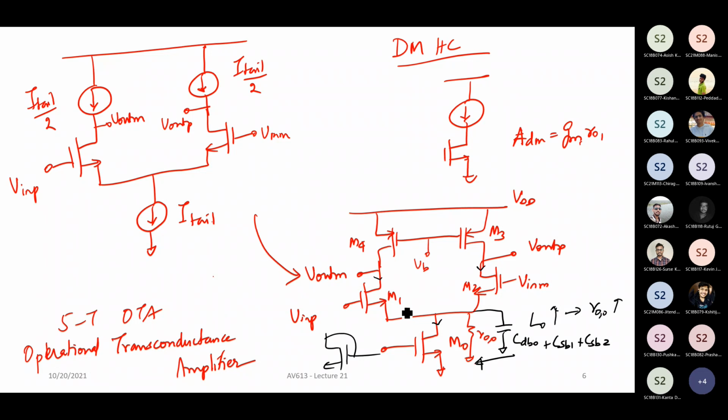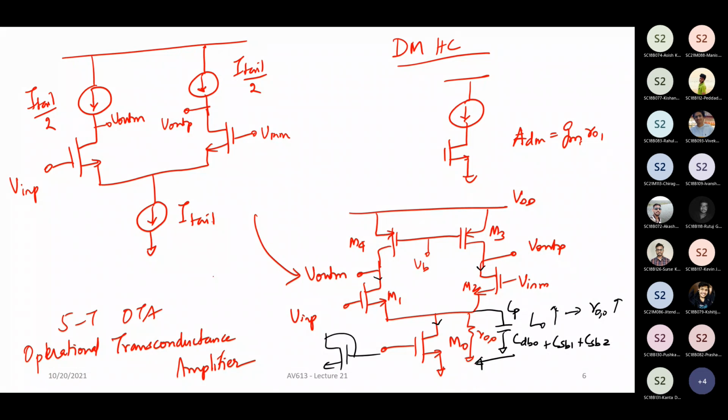Now, in fact, you want M1 and M2 to be matched to each other, and therefore to decrease the amount of random mismatch, you'll go and increase the sizes of both M1 and M2. So again, that will increase your CSB1, CSB2, and so on. In effect, let us say there is a capacitance CP.